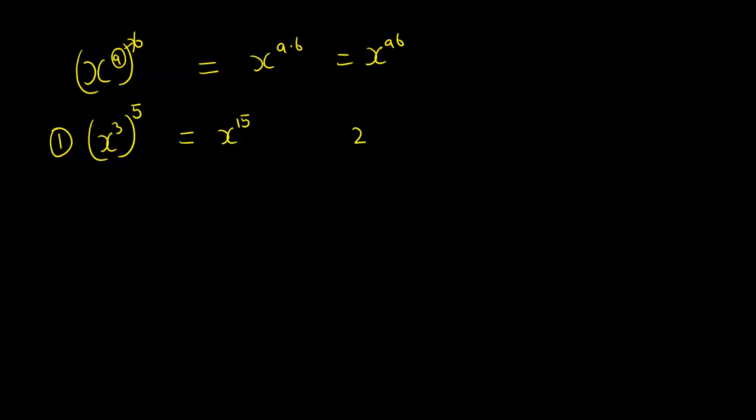And it works the same with numbers as well. For number 2, we have 2 to the power of 7 to the power of 3. Over here, we do the same thing. 7 times 3 is 21. But remember, the base does not change. We never change the base.